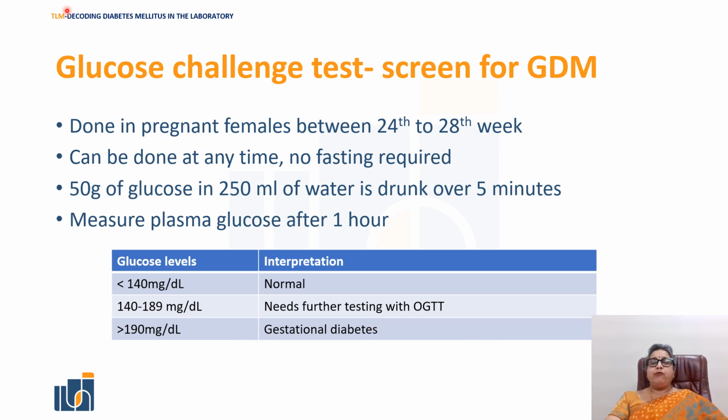So this is another common test that is performed. It will usually be referred by the obs-gynae department and is done for all pregnant women in the 2nd trimester of pregnancy. Usually we give 50 grams. Sometimes in some institutions they give 75 grams also. Then it is your laboratory practice.